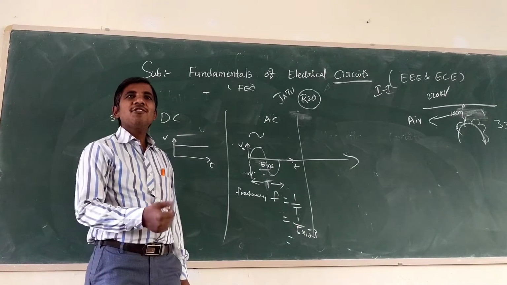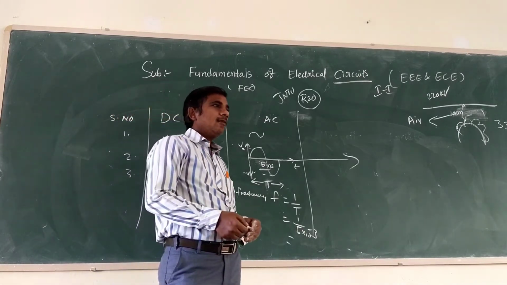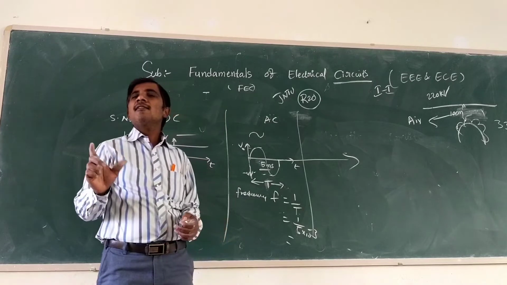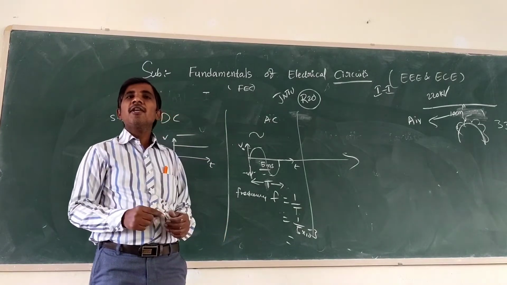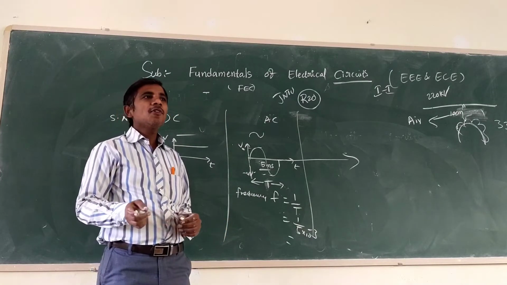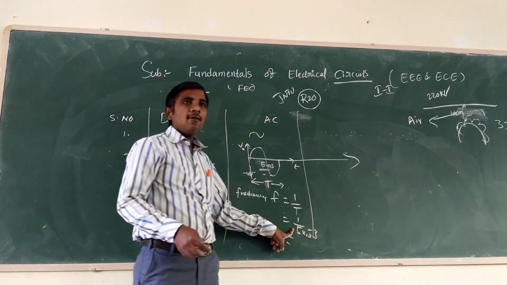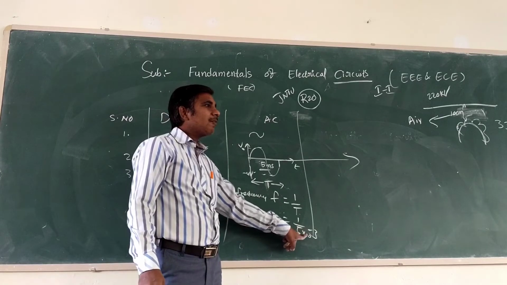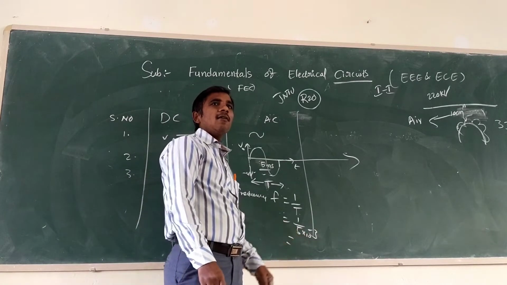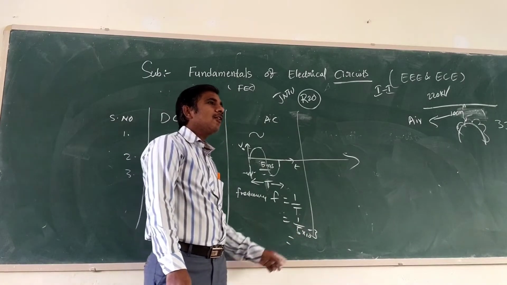What is the frequency you will get? I told you, please purchase or bring one scientific calculator, that is useful for your 4 years. 1 divided by 5 into 10 power minus 3. What will you get? 4.